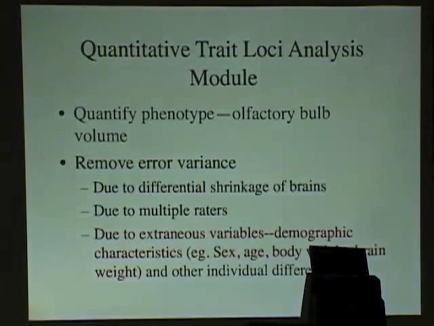All right, now, we also are going to have a problem, as my buddy Gregor is going to point out. We've got a lot of extraneous variables, what I'm calling demographic characteristics. Things like sex, age, body weight, and indeed brain weight are different among these mice. So let's see what he has to say about it.